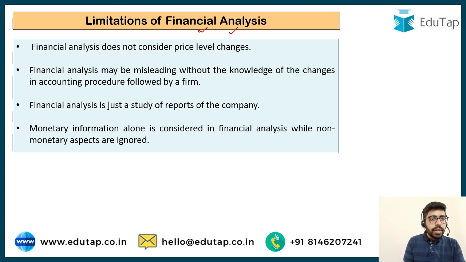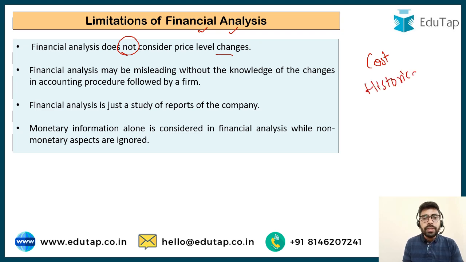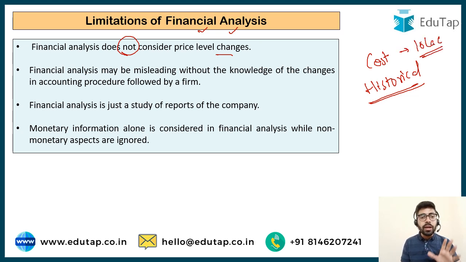So these are the limitations: financial analysis does not consider price level changes. You already know that in accounting we are following the cost concept or historical cost concept. Everything is going to be recorded at its historical cost. Land which was bought in 1990 is going to be recorded at the same price in 2020, even though the price has increased from 10 lakh to 1 crore. We are going to consider only 10 lakh here. We are only going to consider the cost. So price level changes are not accounted for in financial analysis.